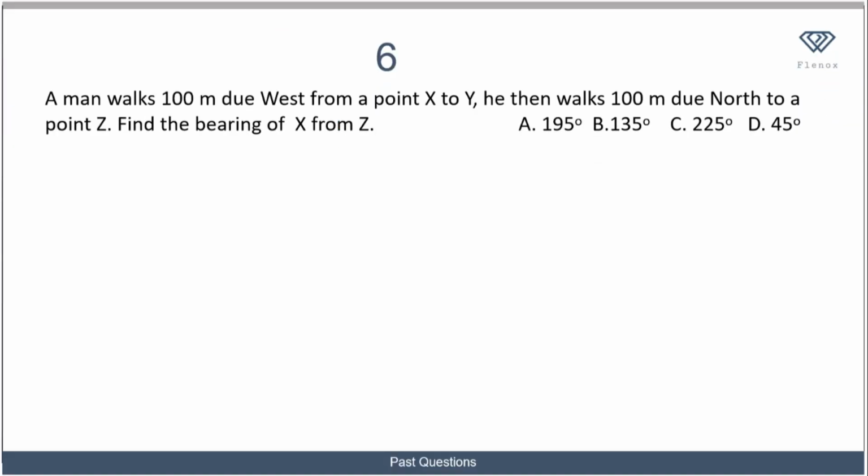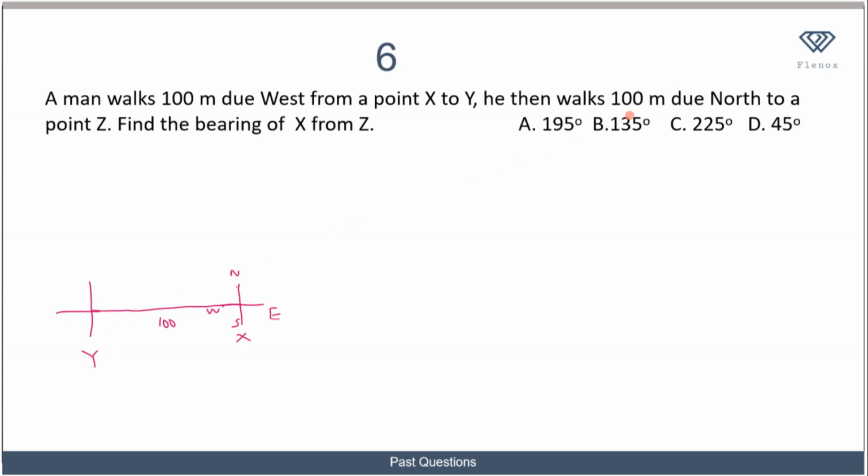In the next example, I'm told that a man walks 100 meters due west. So let's assume that the man is at this position from point X to Y. So he's at a particular point X, and this is my north, this is my south, this is my west, and this is my east. He moves due west 100 meters. So he moves towards the western direction for a distance of 100 meters to a point Y. So now this is my point Y.